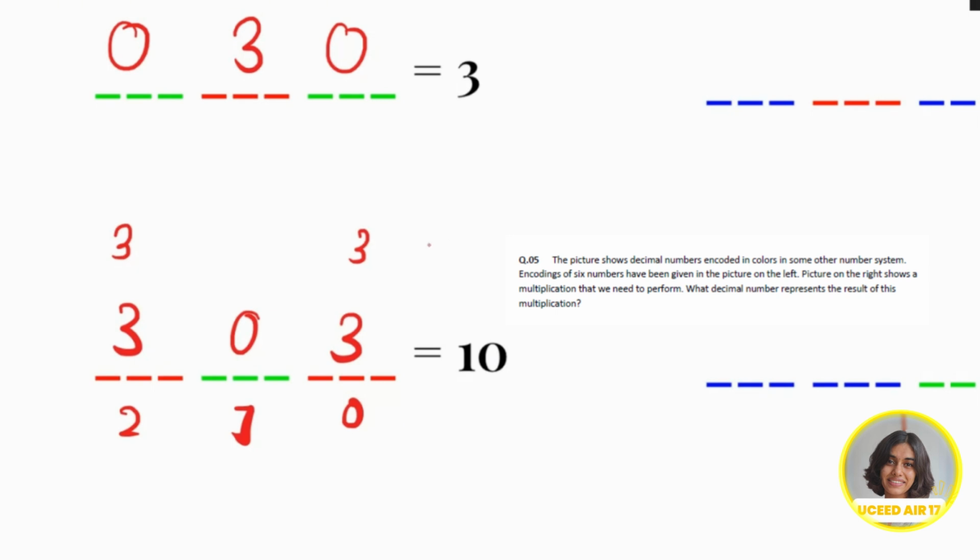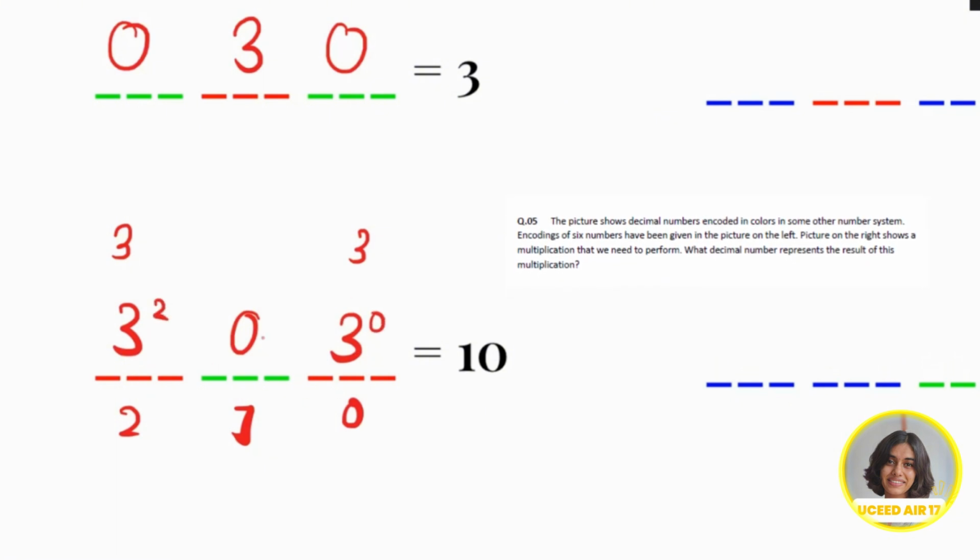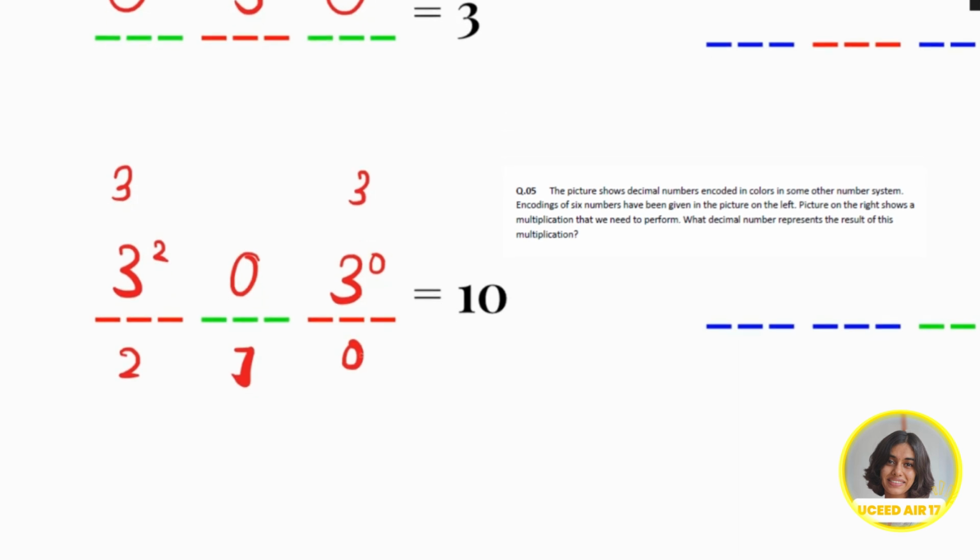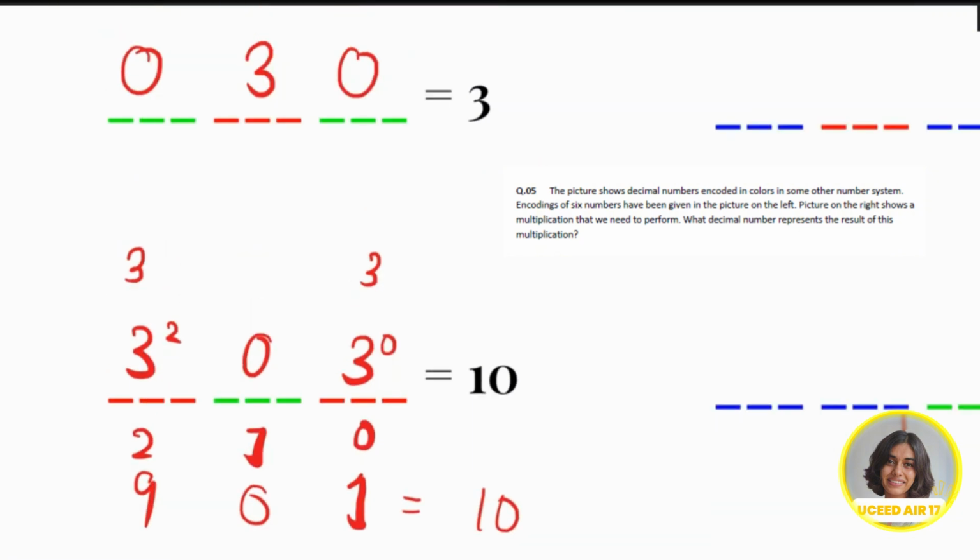Now, if I put the position in the power of 3, then it makes sense, because 3 raised to 0 is 1, 0 remains 0, and 3 raised to 2 becomes 9. When I add everything up, it's 10. Until here, we had decoded that red is 3 and green is 0.